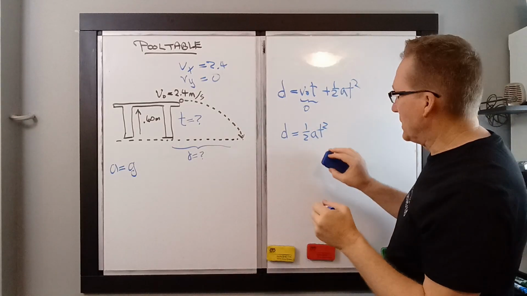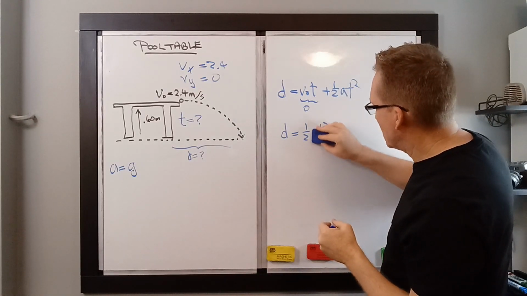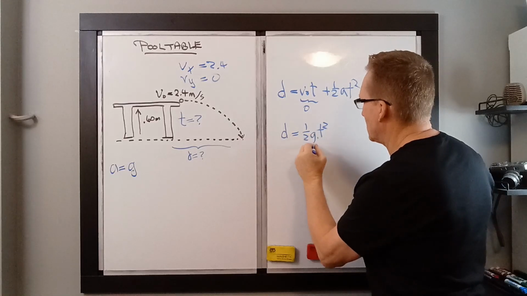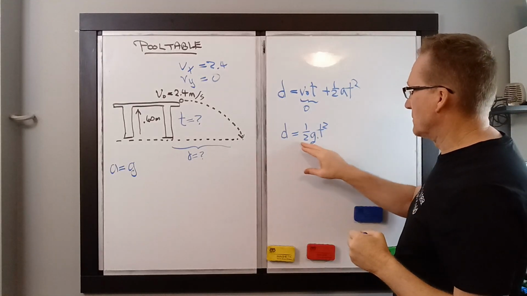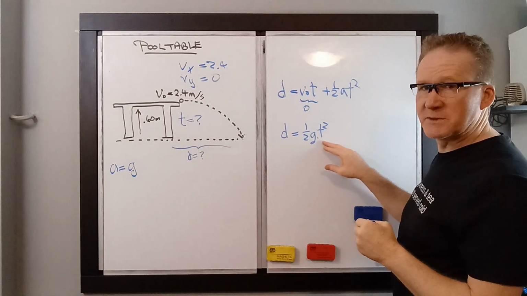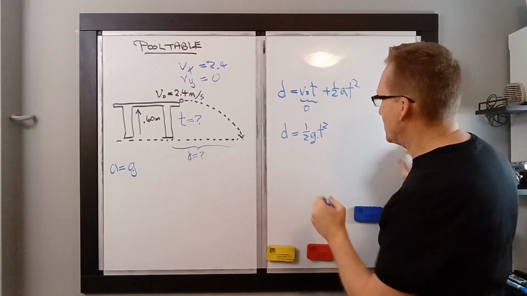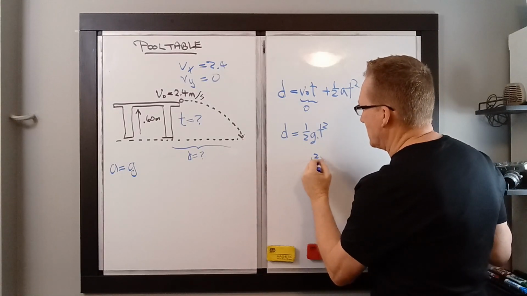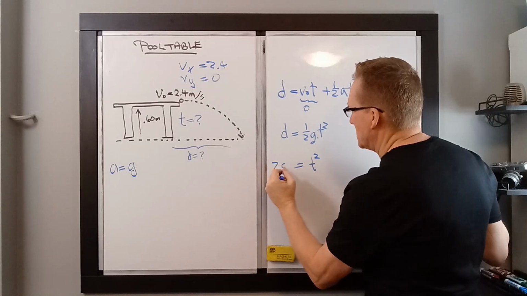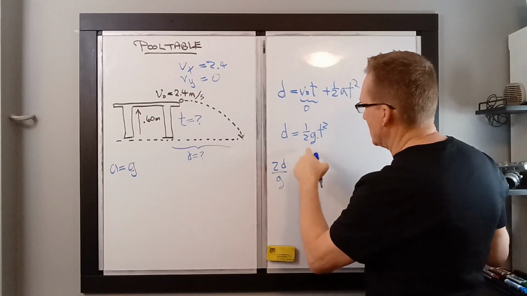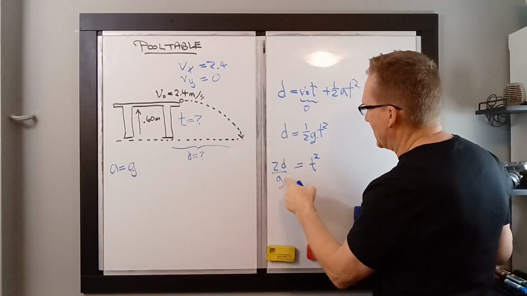We know what the acceleration is. That's g, going up and down. So the distance is equal to 1/2 g times time squared. Let's solve for time. We take the 2 to the side and divide by the g, and we're going to get t squared is equal to 2d over g. Multiplying by 2, dividing by g.